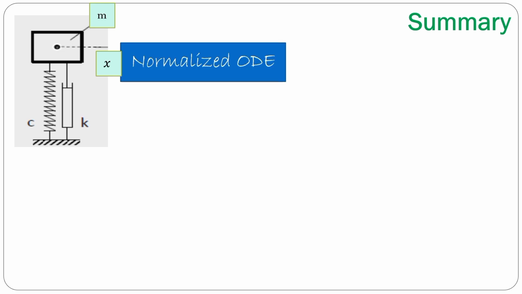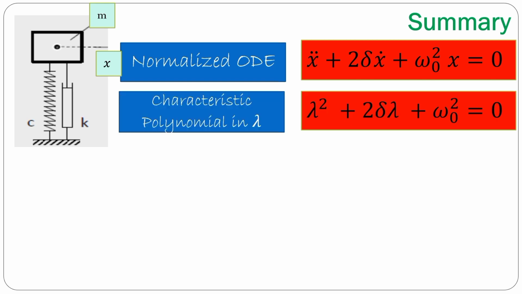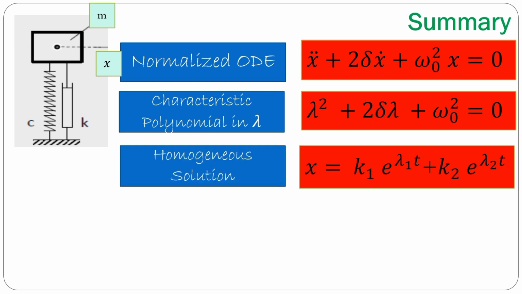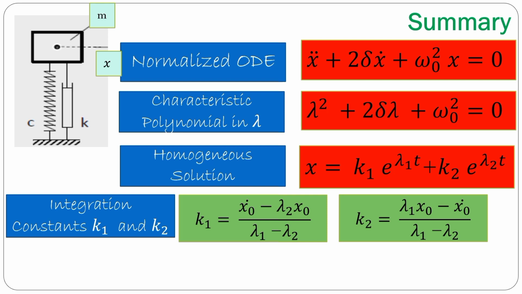So finally we have some results. We started with a normalized homogeneous second-order ODE. We replaced k divided by m and c divided by m by 2 delta and omega naught squared respectively. We came up with a homogeneous solution represented by one part dominated by the first eigenvalue, the other by the second eigenvalue. We set up the equations for the integration constants and also the equations of motion for the eigenvalues.